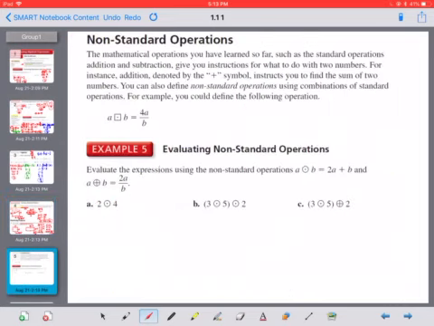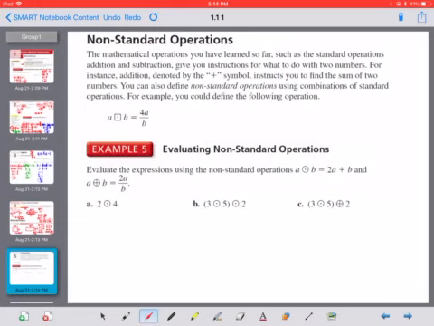Those are standard operations. Add, subtract, multiply, divide, square root, parentheses. Those are the things we're used to seeing. There is something called non-standard operations. The mathematical operations you've learned so far, such as the standard operations of addition and subtraction, give you instructions for what you do with two numbers. For instance, addition, denoted by the plus symbol, instructs you to find the sum of two numbers. You know the plus sign means put them together. You know the line by itself, the minus symbol or the subtraction symbol, means to take them apart. See what the difference is.